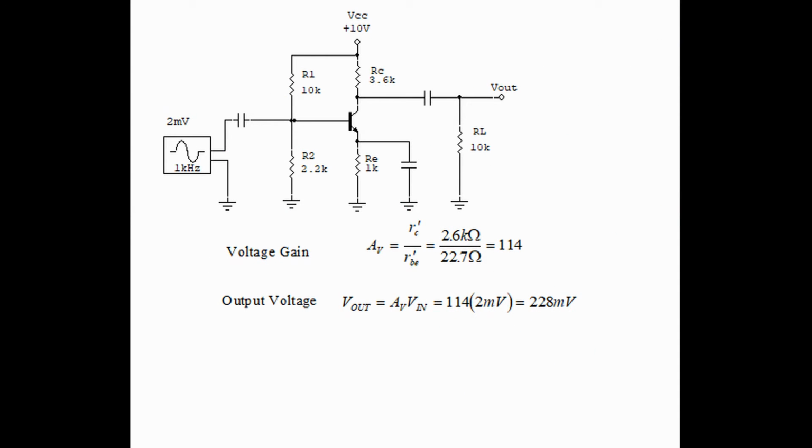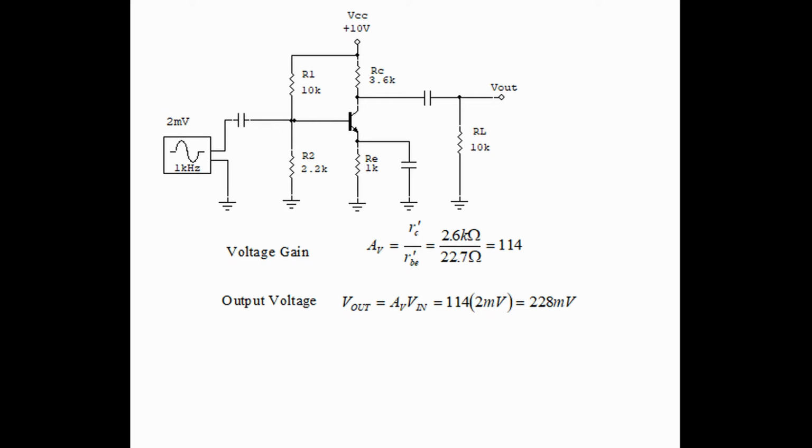Let's continue by finding the voltage gain. The voltage gain is R prime C divided by R prime BE, which is 2.6 kiloohms divided by 22.7 ohms. That equals 114. This has no dimensions, it's simply the gain.